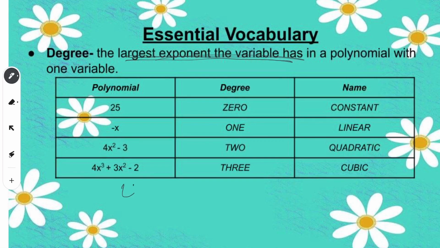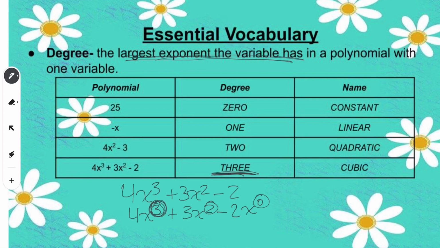Now this last one, we have 4x cubed plus 3x squared minus 2. Remember, constants can also be written as the number, which is negative 2 times x to the power 0, because x to the power 0 is 1. And anything times 1 is itself. And we bring everything else down. We have 4x cubed plus 3x squared. Pay attention to our exponents. I have a 3 here, a 2 here, and a 0. Since the highest exponent is a 3, that means our degree is 3. And this is known as a cubic polynomial.